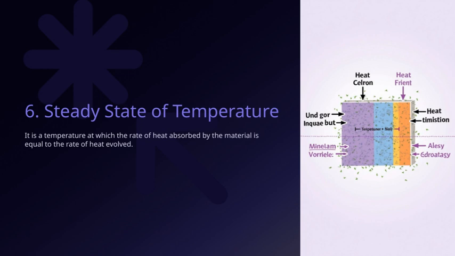transfer is ongoing. Understanding this steady state helps us analyze how materials behave under different thermal conditions, which is key for designing efficient systems. So, in summary, the steady state is that specific temperature where heat absorption and heat evolution are perfectly balanced, ensuring stable thermal conditions.